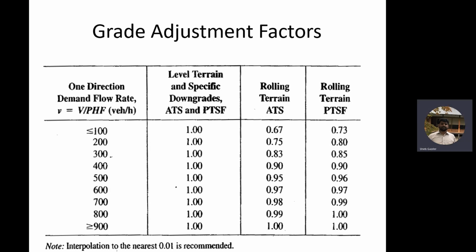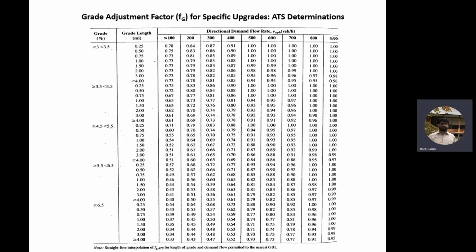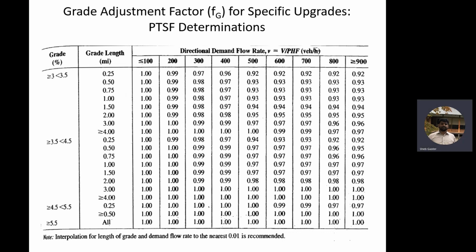Got it? Okay. But we know the terrain is not always level and rolling. In some cases, we have gradient as well, right? So there should be some FG factor for gradient as well. This is the table. So if you don't have level or rolling, you are calculating FG. Then you will use this table if you are calculating ATS, average travel speed. And then there should be another table for calculating PTSF. Okay, so there are 3 tables. One for general terrain conditions, which is this one, and 2 for gradients. One for ATS, one for PTSF. Got it? Okay.